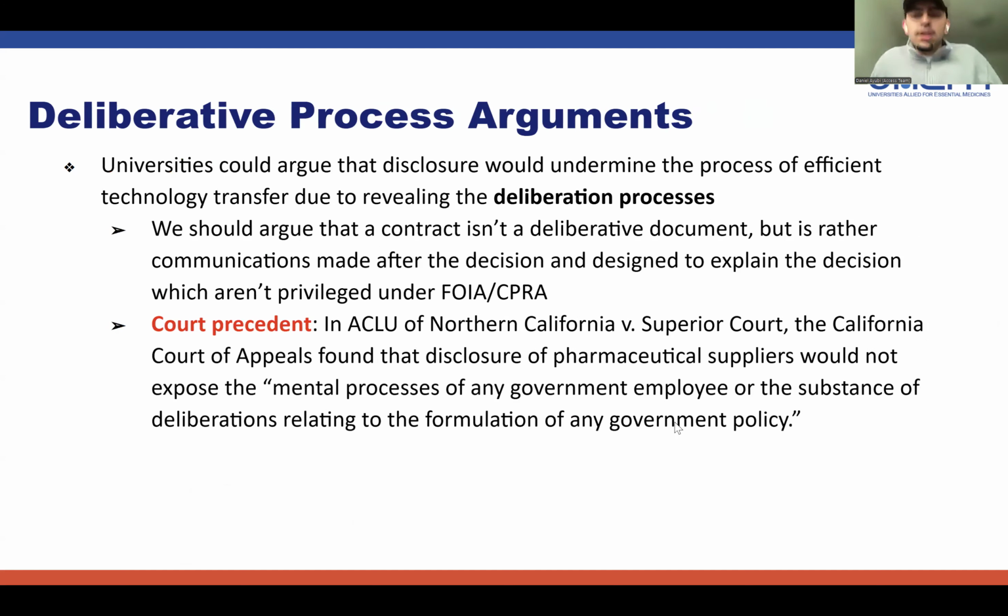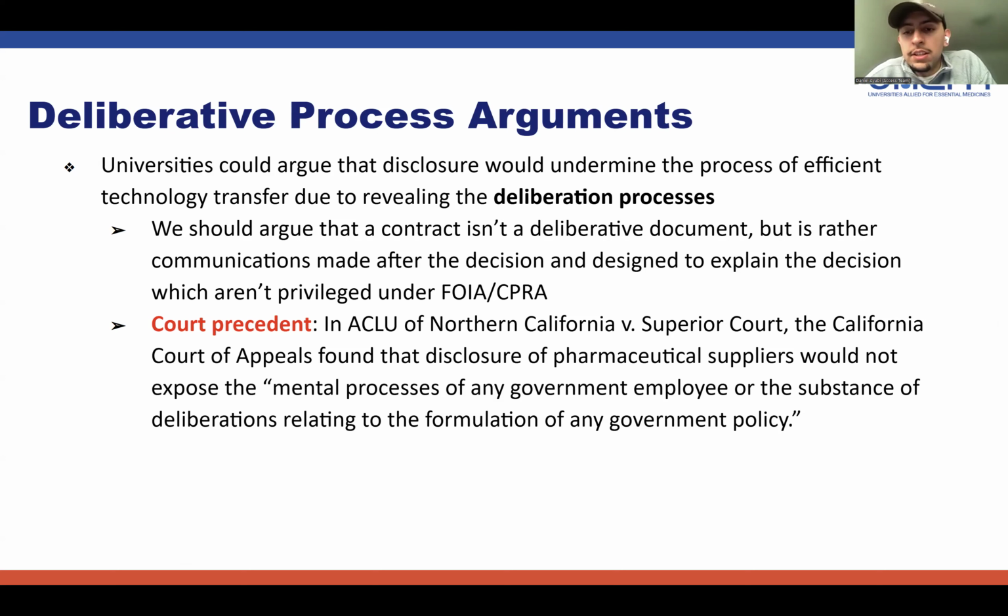And then I'm going to talk about another deliberative process argument. Universities could argue that disclosure would undermine the process of efficient tech transfer due to revealing their deliberation processes. Basically, if they want to cite that they don't want to give you the licensing agreement because of the deliberative process portion of the exemption, yes, we should argue that a contract is not a deliberative document. It's communications made after the deliberation has already happened.